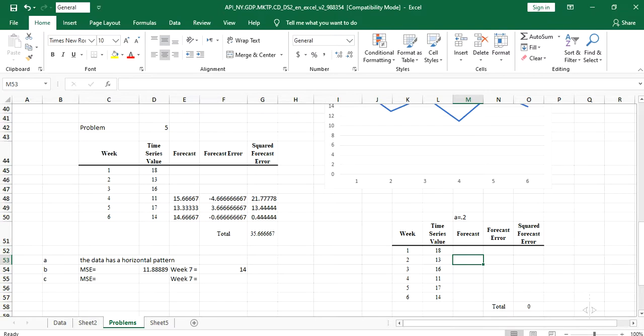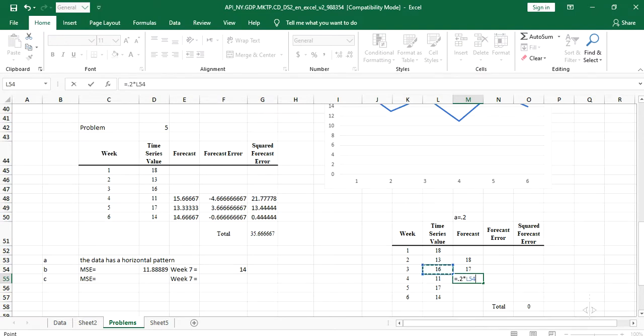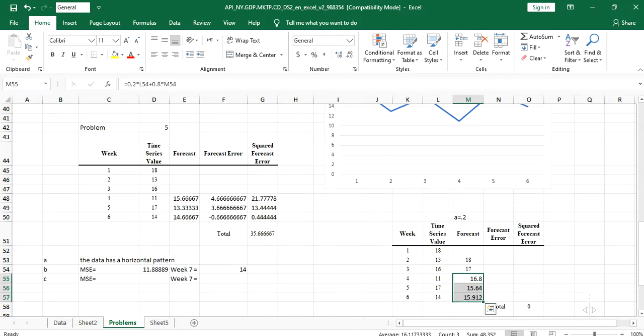Now let's start. So obviously this one will be the first week's one, and here we have 0.2 multiplied by 13 plus 0.8, 1 minus A, multiplied by the forecast 2. So we obtained 17 over here. Okay, and then let me do this one manually as well. 0.2 multiplied by 16 plus 0.8 multiplied by 17. We obtain 16.8. Okay, so I'll do the rest, drag them down over here.